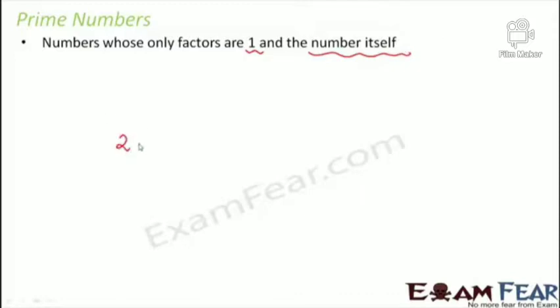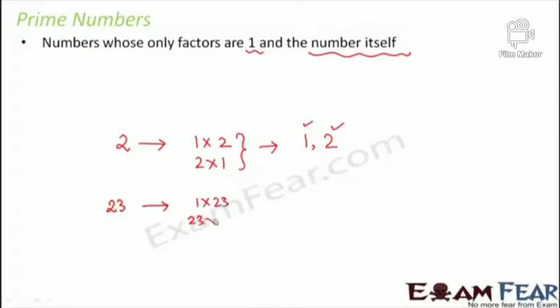Think of 2. If I ask you to write down the factors for 2, 2 can be written as 1 into 2 and 2 into 1. So basically it has two factors, 1 and 2. So 1 and the number itself. So 2 is a prime number. Similarly, let's consider another number, 23. 23 can be written as 1 into 23, 23 into 1. You cannot write it in any other way. So that proves that it has only two factors, 1 and the number itself.